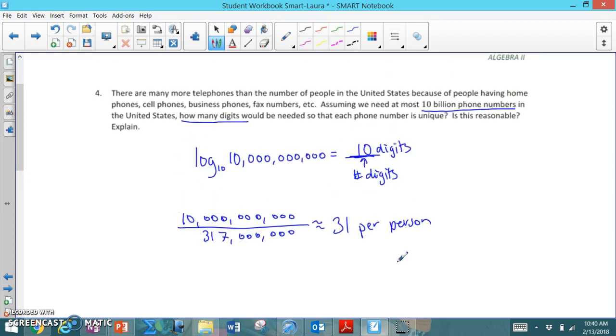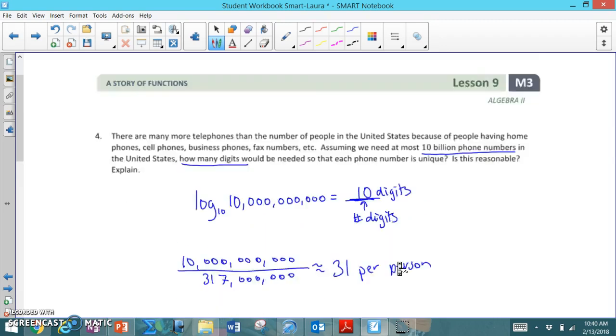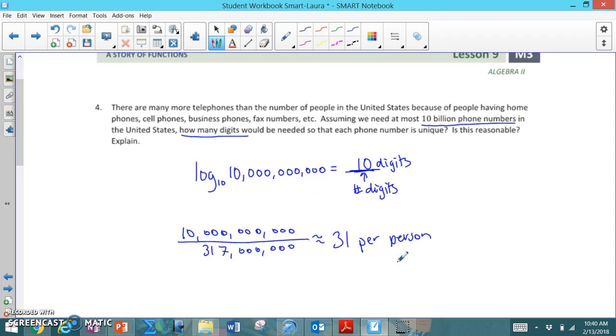So that's the lesson for lesson number 9. Again, the focus is on being able to figure out how many digits you need to make unique codes for different things, such as security codes. We talked about social security numbers, telephone numbers, ID numbers, your school IDs. It's the same idea. So logs are useful to help us be able to figure that out.